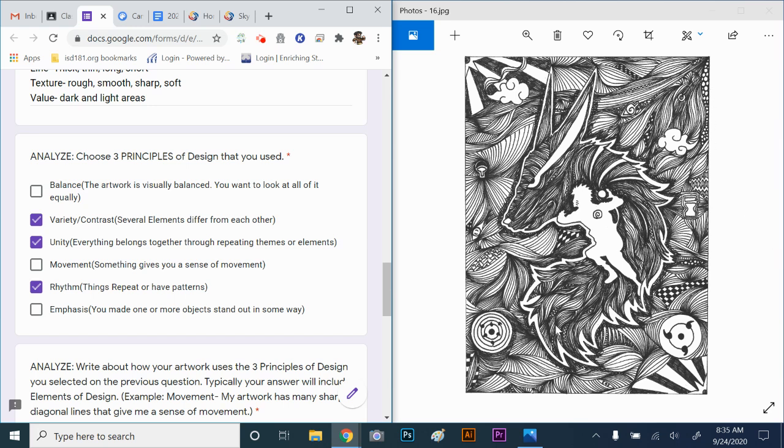I could say, because it all fits the anime theme, that it has unity. Okay. Movement, I talked about this earlier. The character looks like they're moving. The lines, your eye follows the lines, so you can get a sense of movement. I feel like the clouds are floating around, things like that.